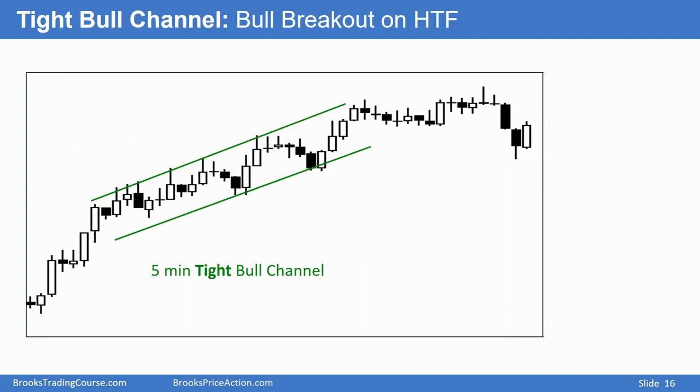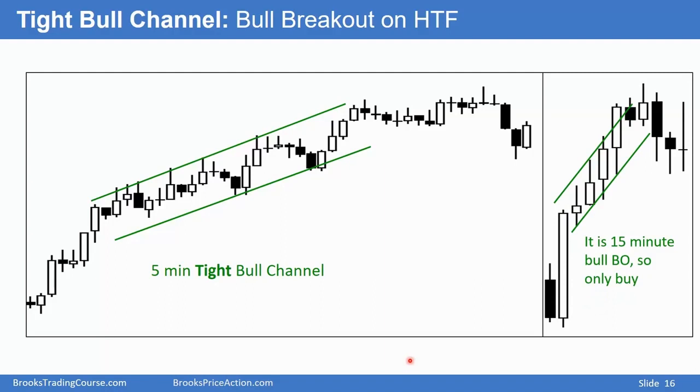This is a bull channel, and it's very tight. Pullbacks are brief, do not fall many bars. Very difficult for bears to make money, even with limit orders. On a higher time frame chart, a tight bull channel like that is going to be a breakout.